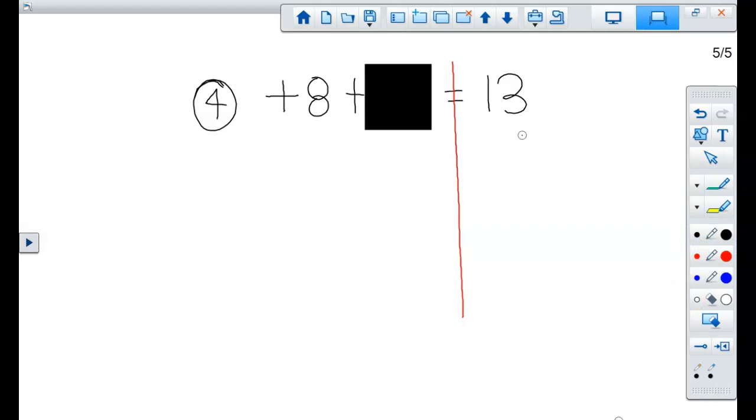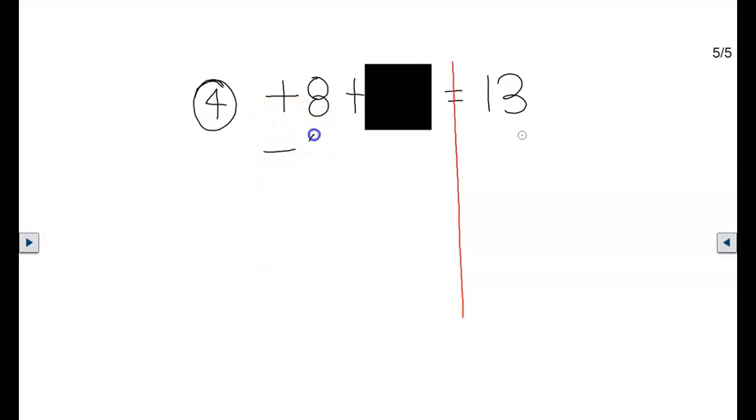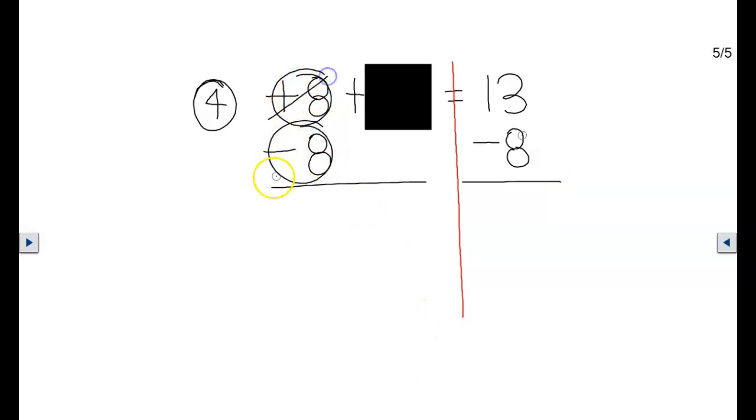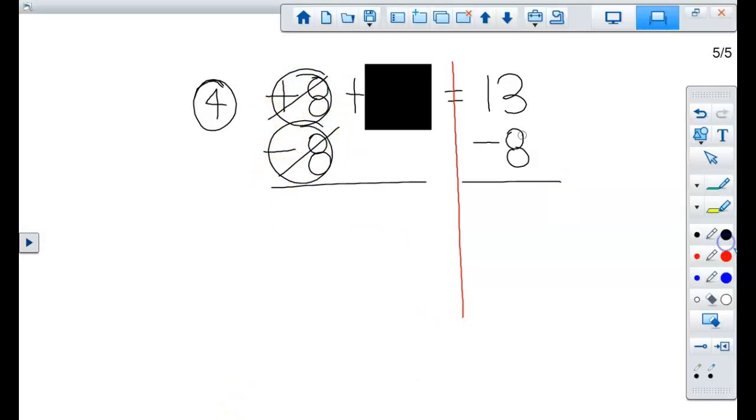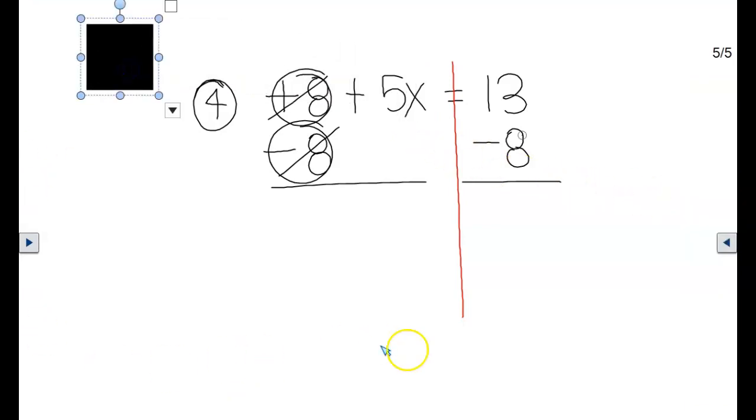And I've got to undo that. So I do the opposite. The opposite of adding 8 is subtracting 8. And I have to do the same thing to both sides. So I want you to notice that my adding 8 and my subtracting 8 are going to cancel each other out. Now, let's take that cover away so we can see where we are. Well, on this side, we have 5x. And on this side, we have 13 minus 8, which is 5.